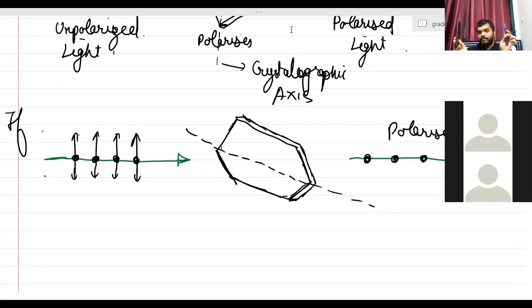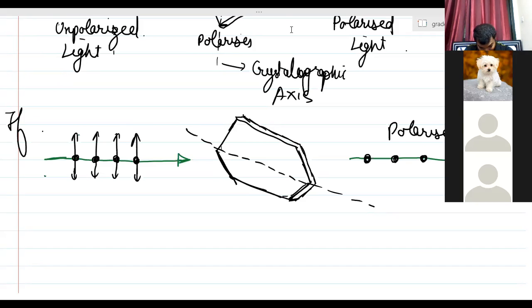Now when the light goes like this, let's say the crystallographic axis of this particular thing is like this, from top to bottom, in a vertically downward direction, or basically vertical direction. Then if you pass this unpolarized light through this polarizer, the vibration which was perpendicular to the plane gets blocked. So after passing through it, only this plane remains. Are you getting my point? Understood? Yes, sir.